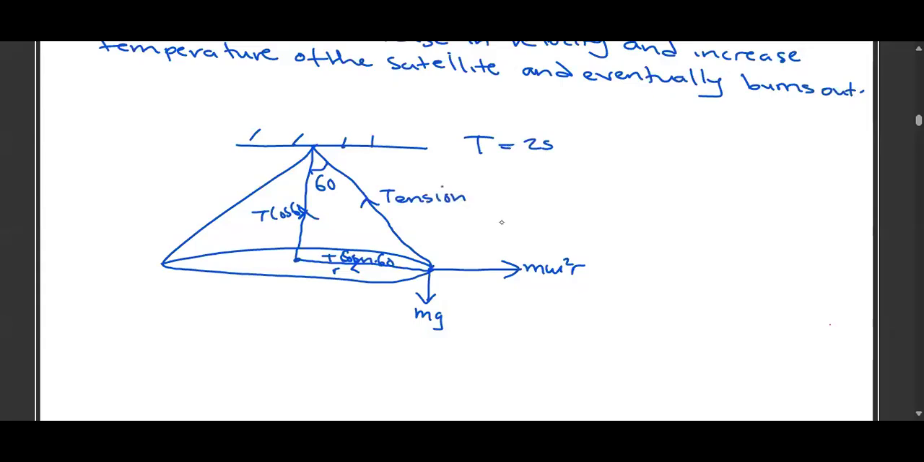So now for this case here, concerning the equilibrium state, we shall have T cos 60 is equal to mg. That is our first equation. Then we have T sine 60 is equal to m omega squared r. This is our second equation on this conical pendulum.